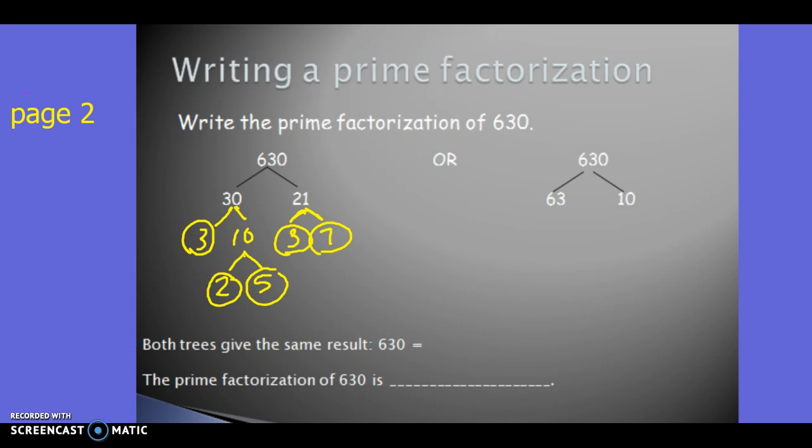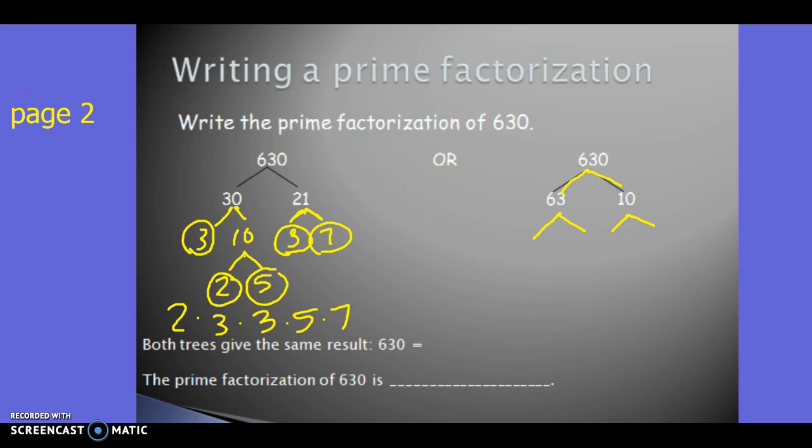Let's see if I'll get exactly the same list. If I put these together in order from least to greatest, I have 2 times 3 times 3 times 5 times 7. Let's see if I get the same list if I start my factor tree off a different way. Let's say that someone saw 630. They knew that 10 went into it, and 10 went into it 63 times. So they started their tree with 63 times 10.